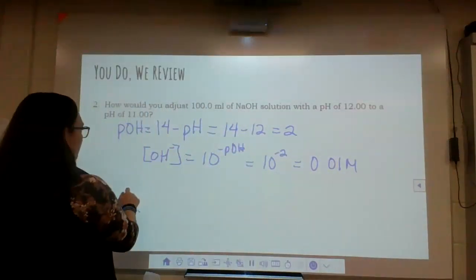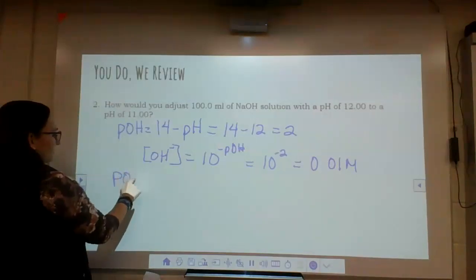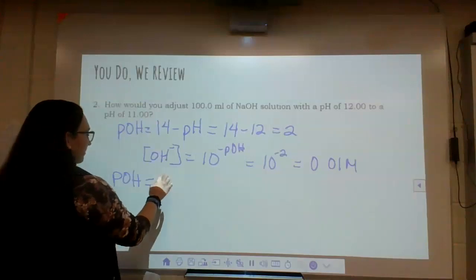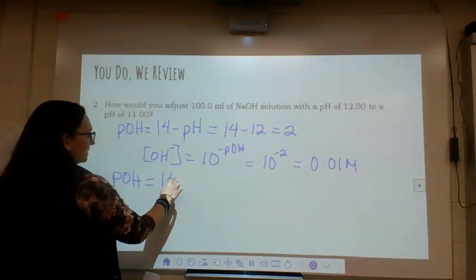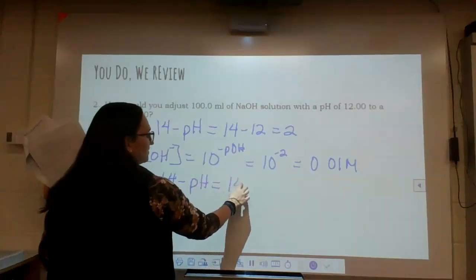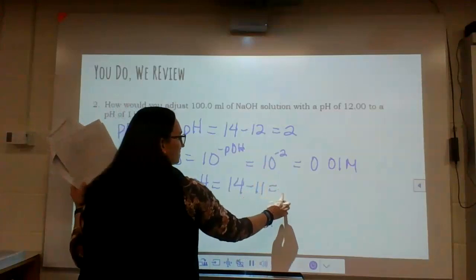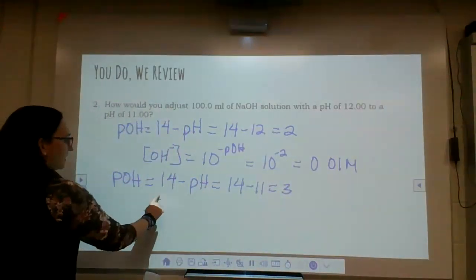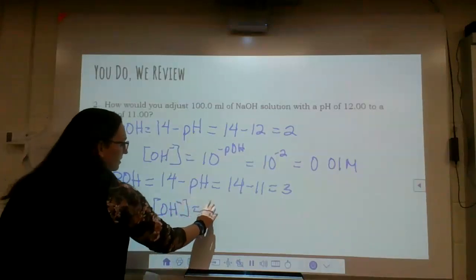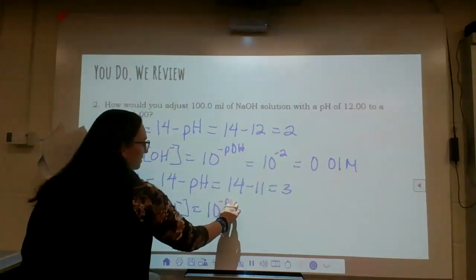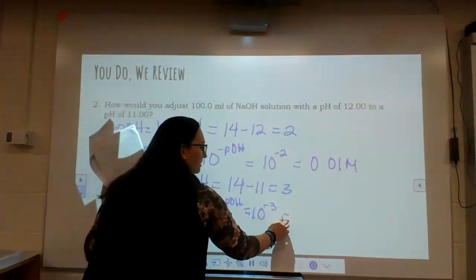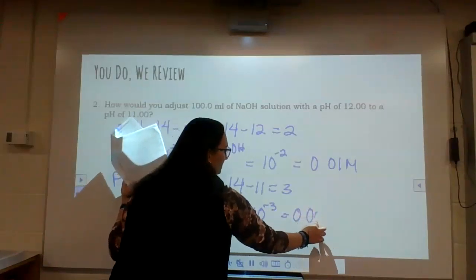My new solution, I wanted to have a pH of 11. So the pOH will be 14 minus the new pH. So that'll be 14 minus 11 is equal to 3. And now finding the new concentration of hydroxide ion, that'll be 10 to the minus pOH, which is 10 to the minus 3, or 0.001 molar.